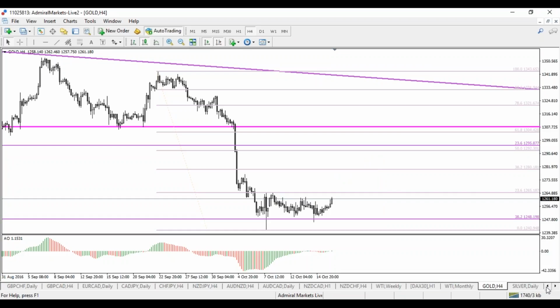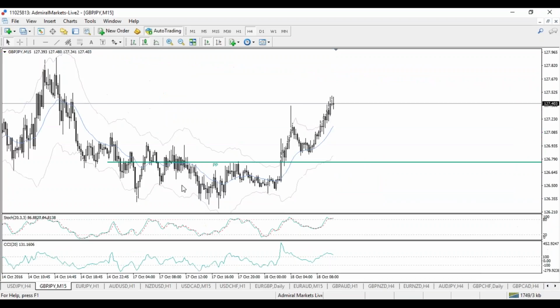Okay, let's take a look at the pound yen. And any questions besides, let's see, any questions still left for anything unclear maybe, or you want to take a look at other instruments, just let me know.